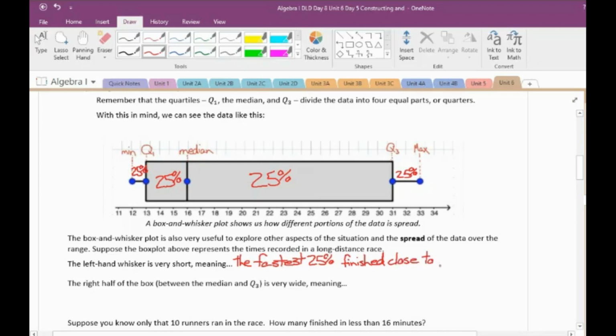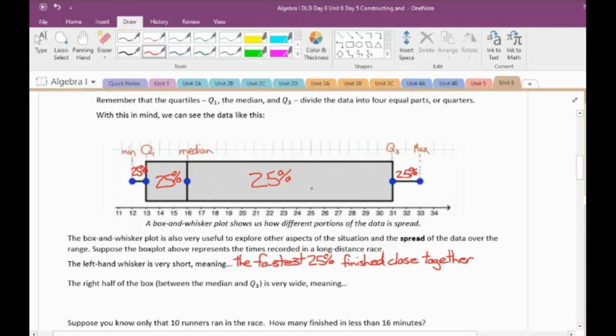And if you think about a race, if you've ever watched track and field, maybe the Olympics or something like that, you've seen this happen. You have this race, and you got some folks really close together at the finish line. Then you've got some people, kind of a pack behind them that might finish a little bit slower. But then you have this right here, the right half of the box between the median and Q3.